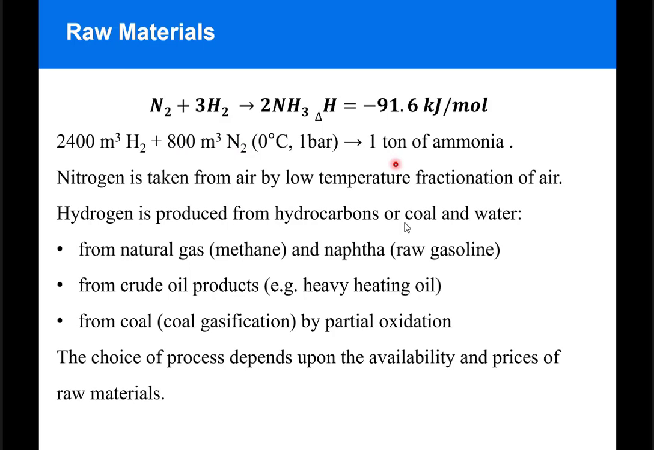And as we explained, nitrogen is taken from air by low temperature fractioning of air, and hydrogen is produced from hydrocarbons or coal and water in a steam reforming process. It can be produced from natural gas, basically methane or naphtha, or from crude oil products like heavy heating oils, or from coal through the coal gasification process by partial oxidation. The choice of the process depends on the availability and prices of these raw materials.